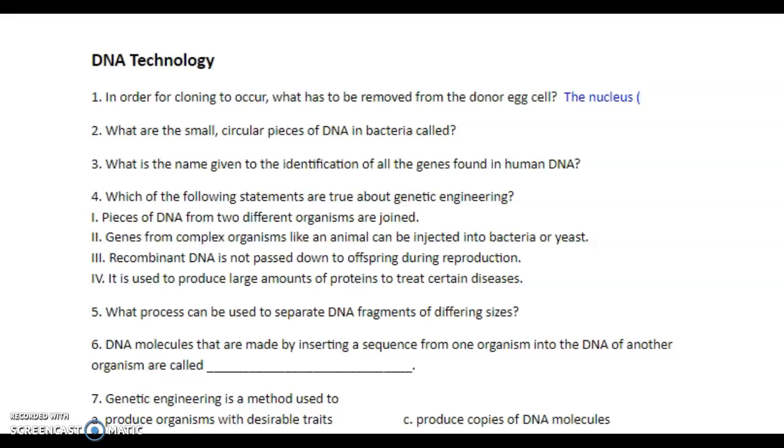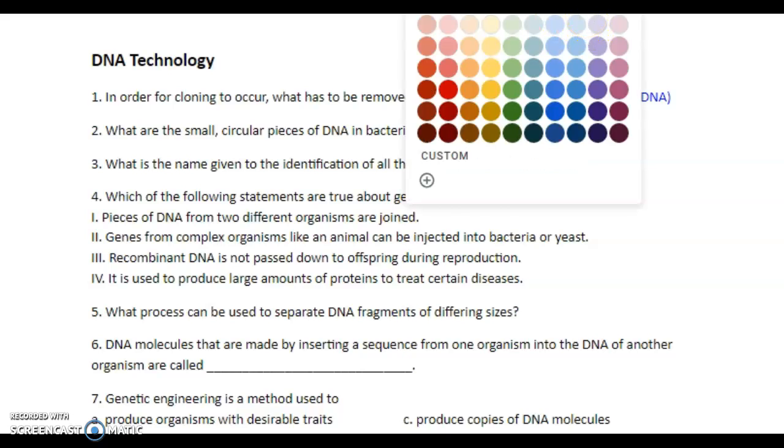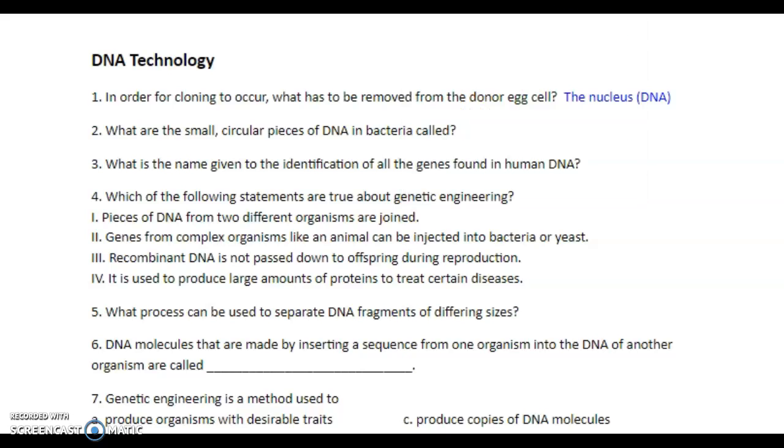The nucleus is contained in the DNA. What are the small circular pieces of DNA in a bacteria called? These little circled pieces of DNA are called plasmid, and that's what they're going to splice open to make the recombinant DNA. It's the plasmid. Oops, spell S-M-I-D.